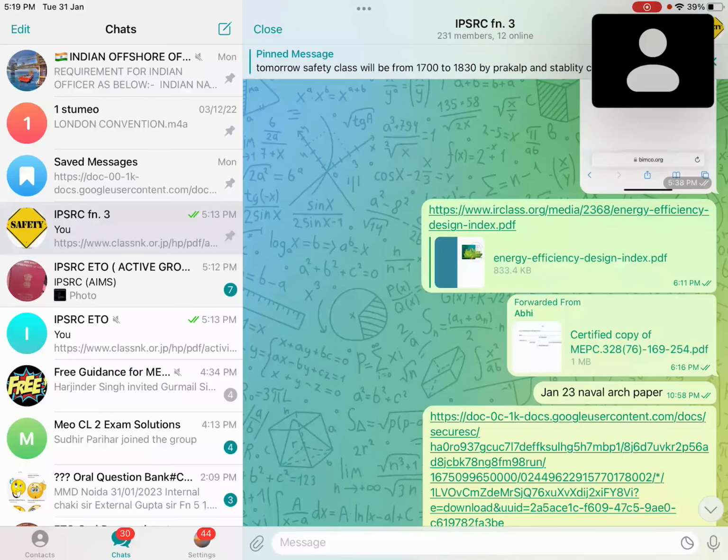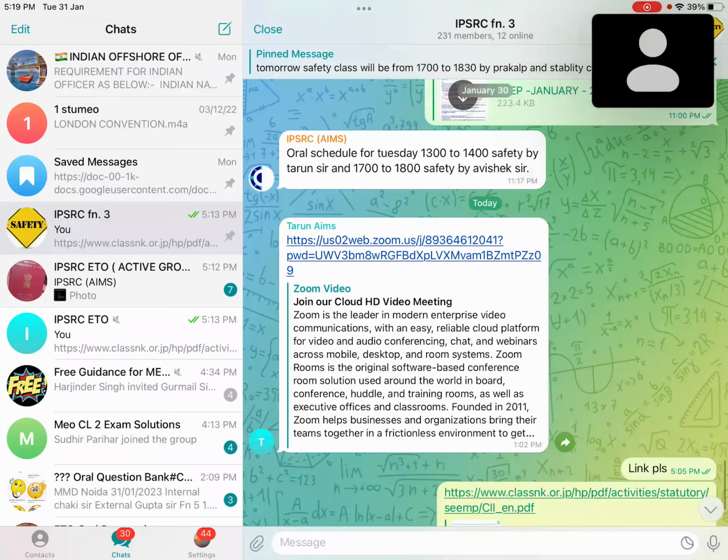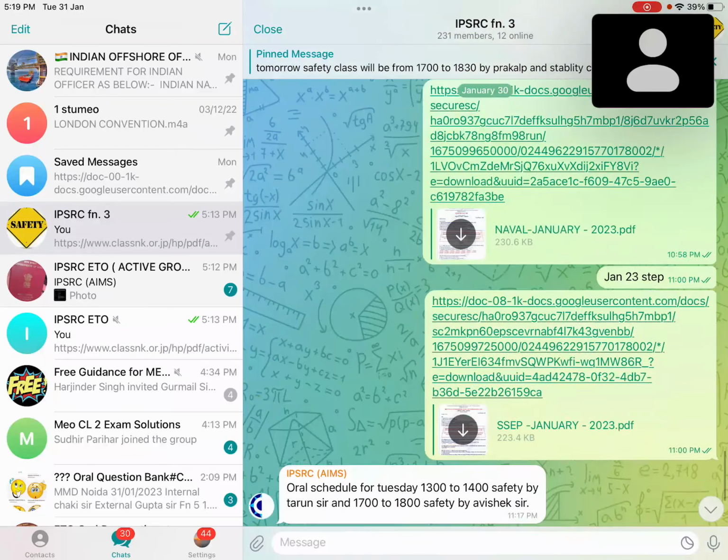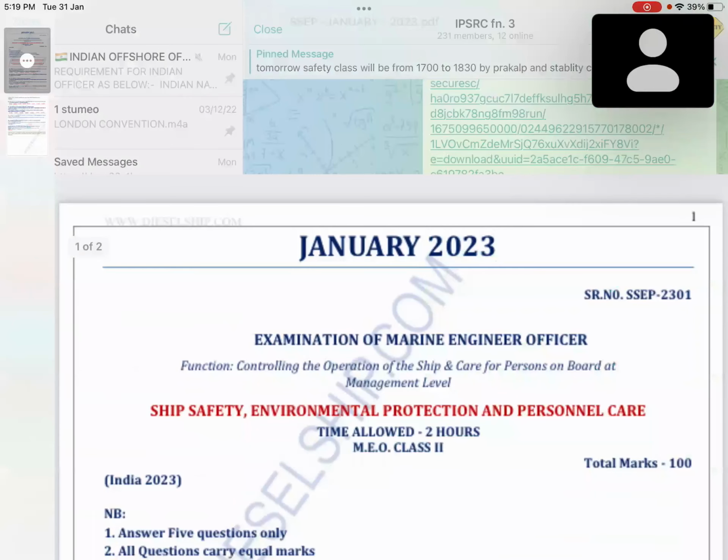IPSR से. ये देखिए, नेवल में जनवरी का डाला है और इसका डाला है. That you can get from diesel ship, right? This is the one, right? जनवरी 2023.